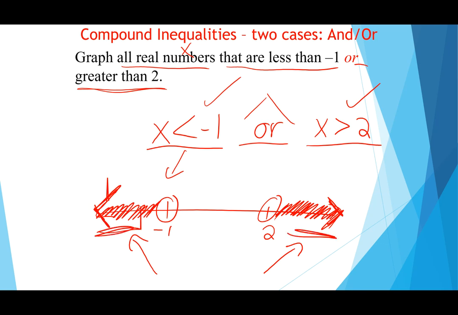Those regions are never going to overlap. They're never going to intersect. It has to be in one or the other. It cannot be in both. There's no x value that can be in both shaded regions for this problem because it's an or problem. The x value is either here or there. It cannot possibly be both. There is no overlap.